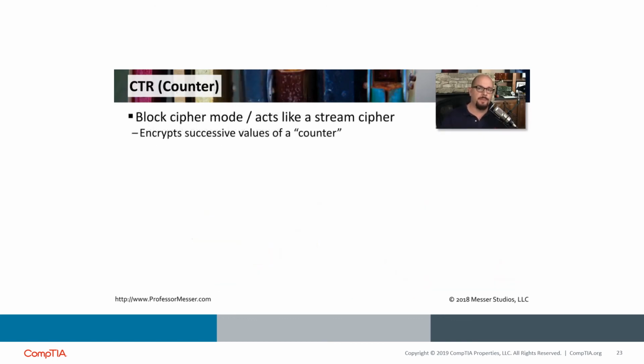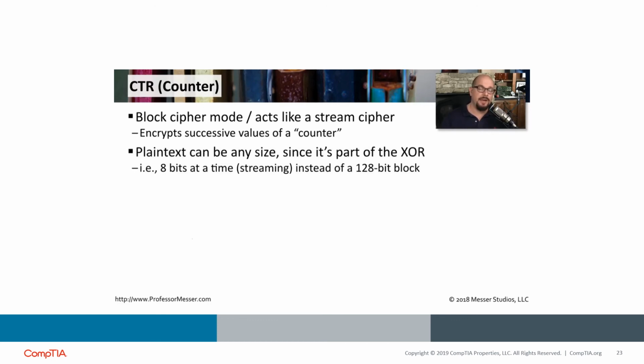With these previous modes of operation, there were fixed size blocks. But what if you were streaming information and you never had a block worth of information to encrypt at any particular time? For that type of encryption, we may want to use the CTR mode, or the counter mode of encryption. This is a block cipher mode that acts like a stream cipher. This mode uses a fixed size counter that takes the place of the fixed information, and then we can add any particular size we'd like of the information to be encrypted. Instead of using a 128-bit block, for example, we could encrypt 8 bits at a time.